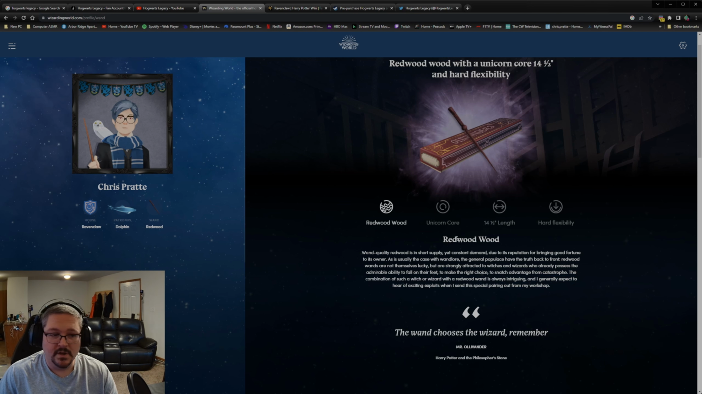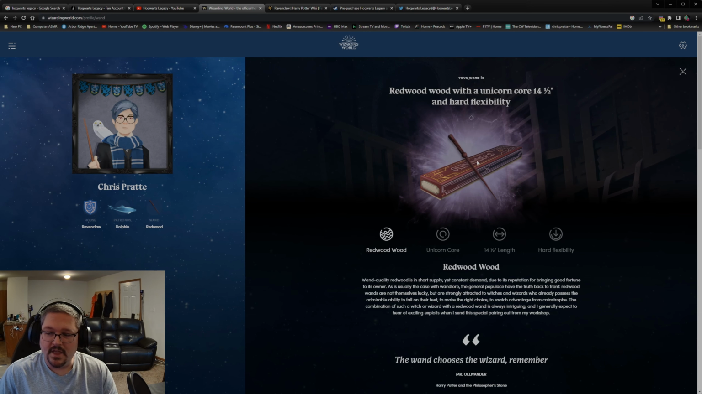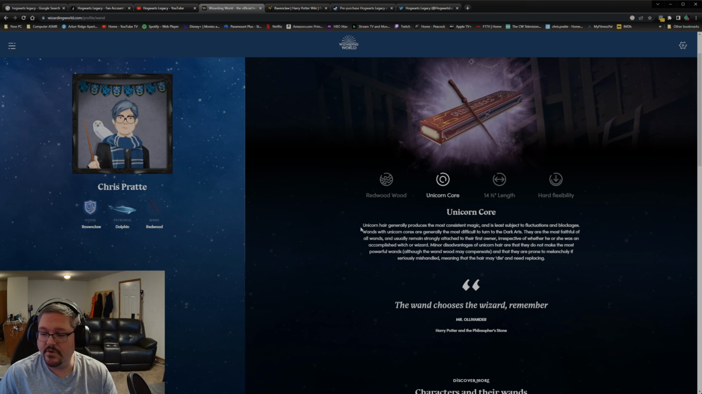So the game is telling us we are lucky, so hopefully we can see that when we're playing in the game. So we've got a unicorn core here. Unicorn hair generally produces the most consistent magic and is least subject to fluctuations and blockages. Wands with unicorn cores are generally the most difficult to turn to the dark arts, so that's all good stuff. They're the most faithful of all wands and usually remain strongly attached to their first owner, irrespective of whether he or she was an accomplished witch or wizard. So all this is good. It's consistent. It'll stay good and loyal to us.